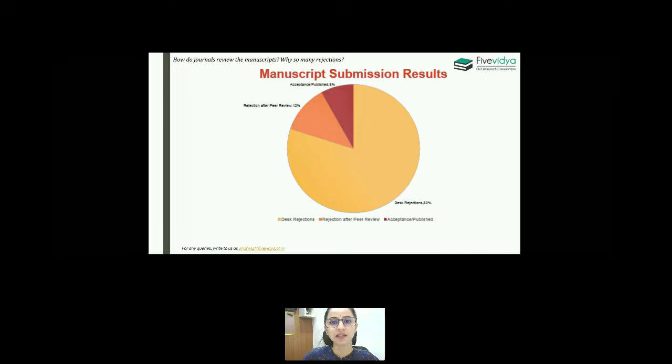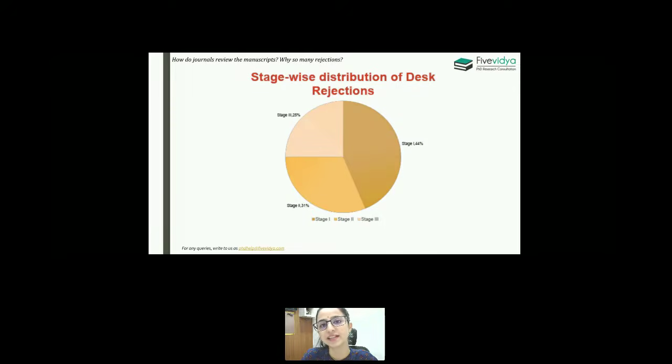Moving ahead with the stage-wise distribution of desk rejections. This pie chart depicts that almost 44% of the submissions get rejected at stage 1, which is review by junior editors or assistants, and 30% at stage 2, which is review by sub-editors, and the remainder are rejected by the editor-in-chief or the chief editors. So this was the data analysis for the stage-wise distribution of desk rejections.